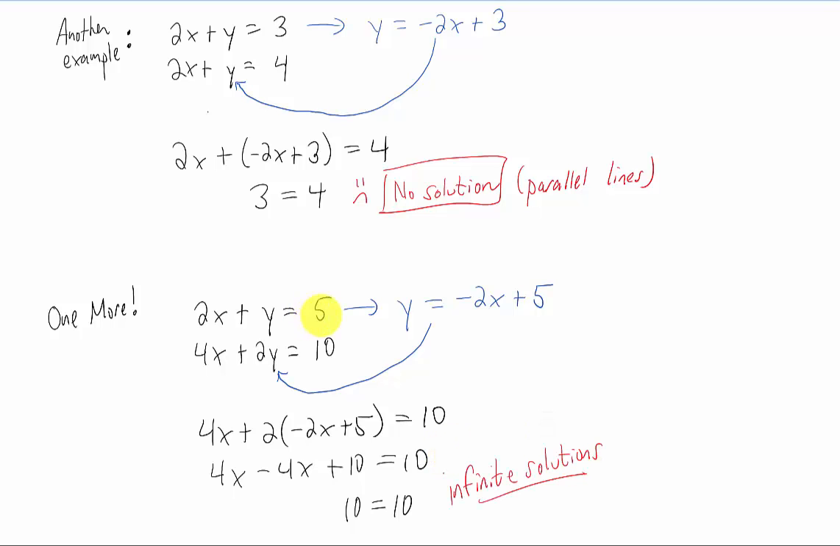We started off with 2 lines that were exactly the same line. And you can see the trickery that I pulled here. I just took the first equation, the first line, and I just multiplied both sides of the equation by 2 to get the second line. So technically they're the same equation. We have 2 completely overlapping lines, so we found ourselves infinite solutions.